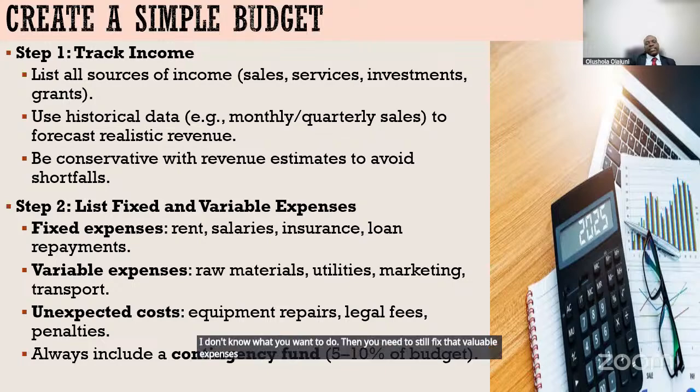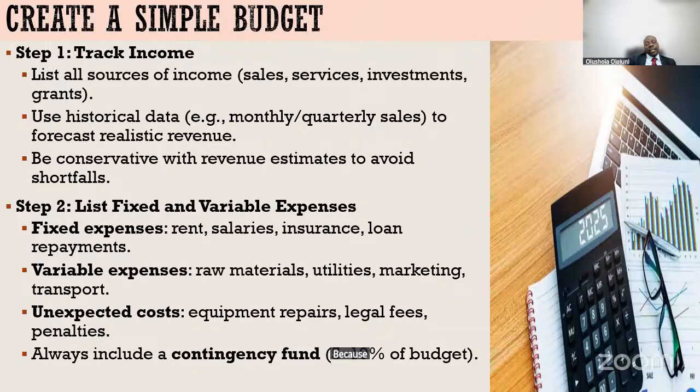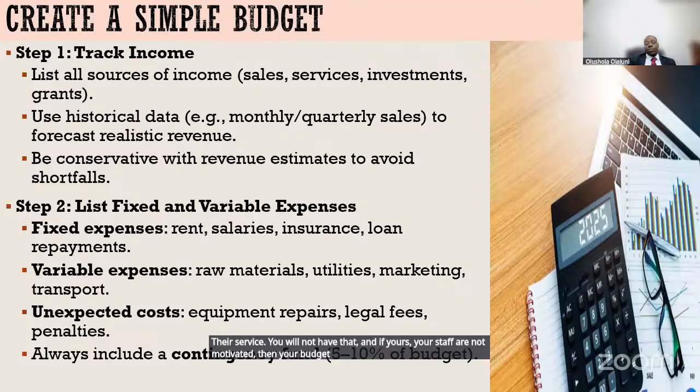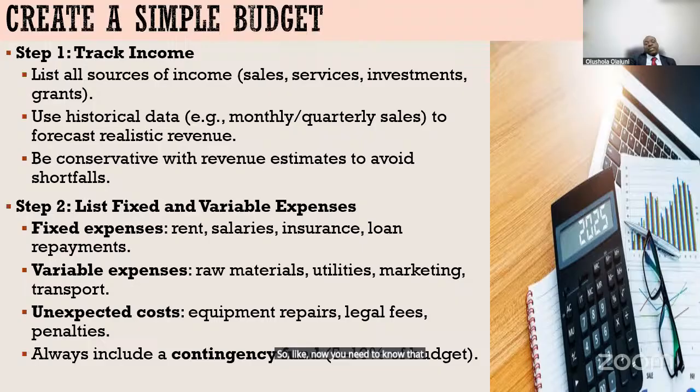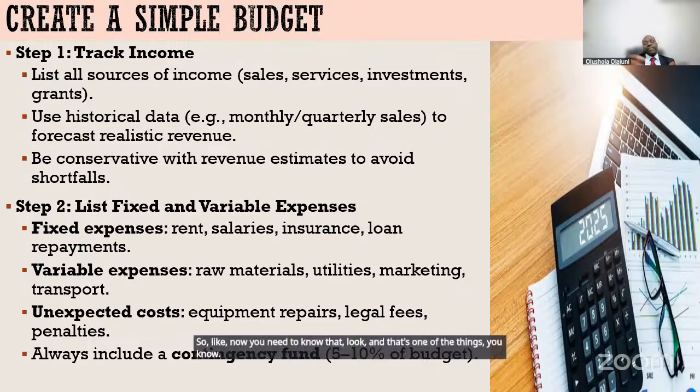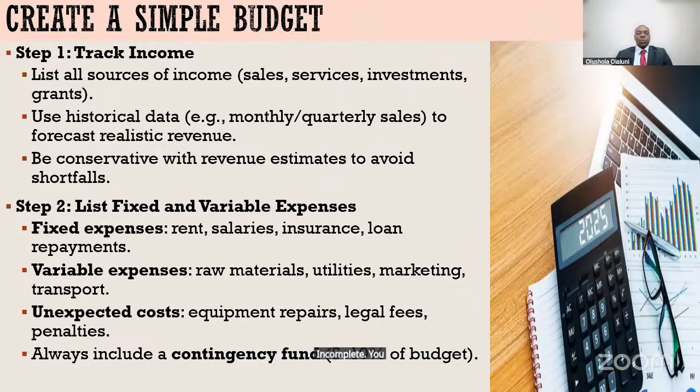What are your fixed expenses? Your rent, your salaries. That's what you have to pay. Because if you don't pay salaries, you won't have the complement of your staff, their service. And if your staff are not motivated, then your budget or your projections will not be achieved. Especially those of us that have a very flexible income flow, you know that if you don't do well, then you'll not be able to pay salaries. Then statutory payments, you have to pay insurance. If you have a loan, you have to pay it.